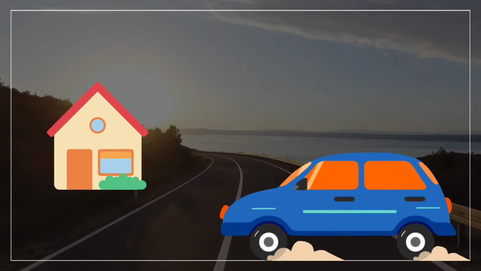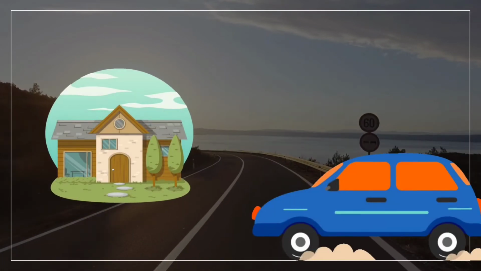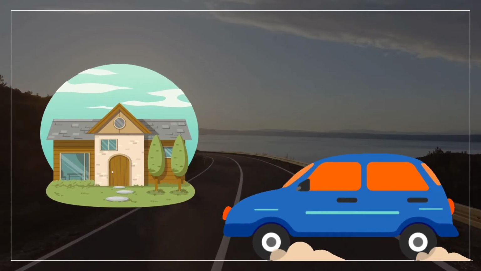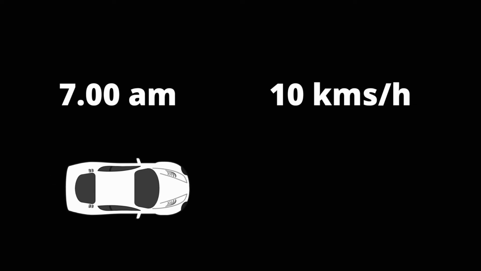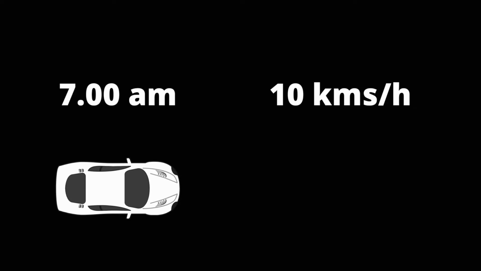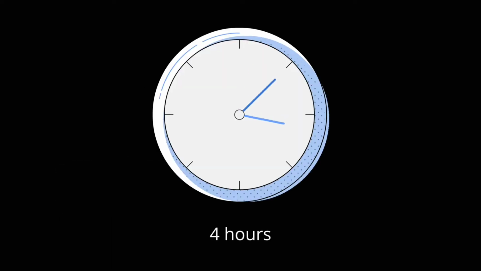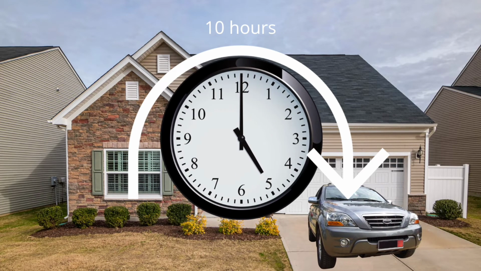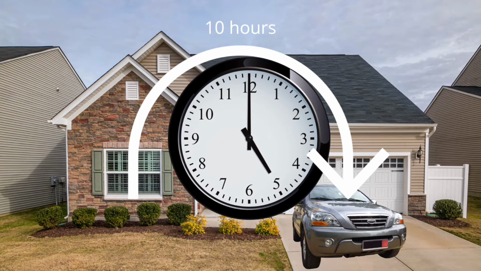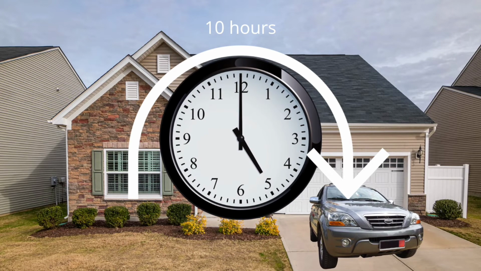Rifa and her family live in Jakarta, so it will take a long time for her and her family to go to her grandma's house because Jakarta is crowded. Her dad starts driving at 7 a.m. and the speed of the car is a constant 10 kilometers per hour. After 4 hours, the car has gone a distance of 40 kilometers. At 5 p.m., they just get there. It means it took 10 hours to arrive at her grandma's house.